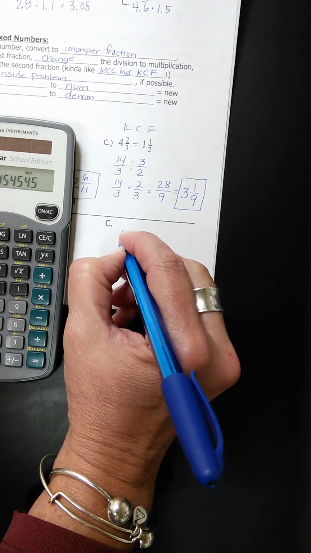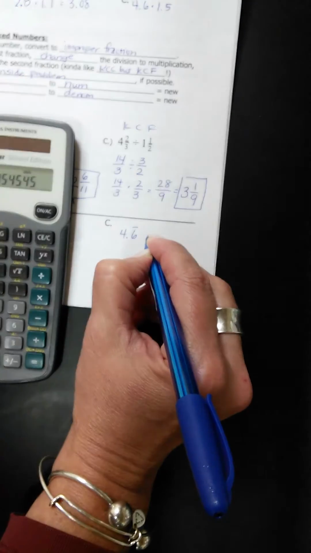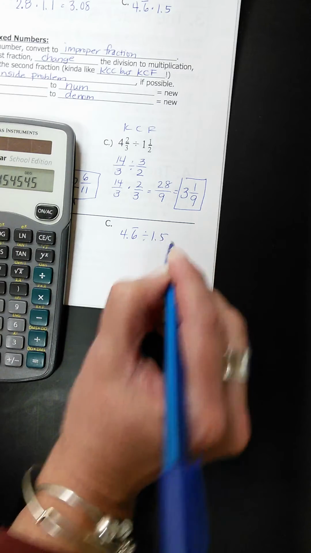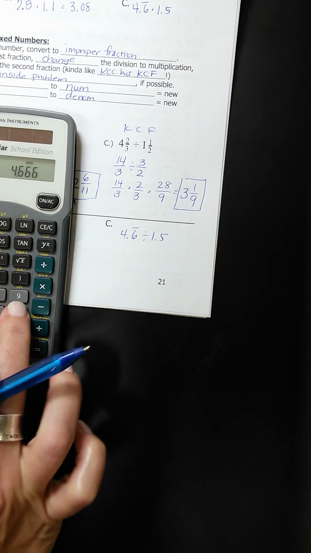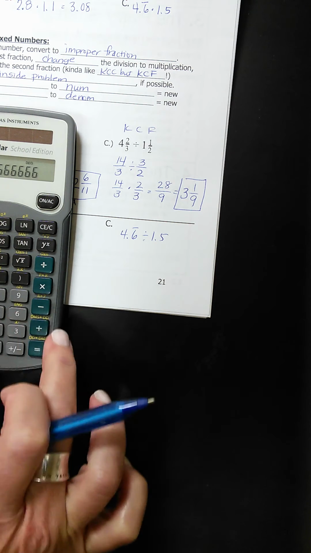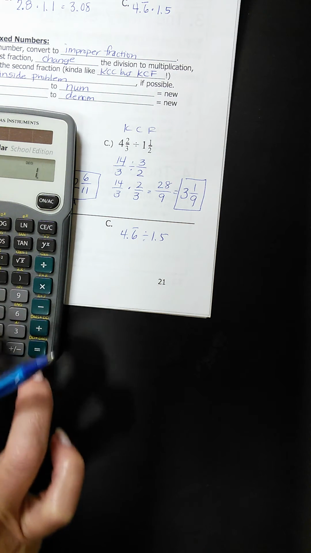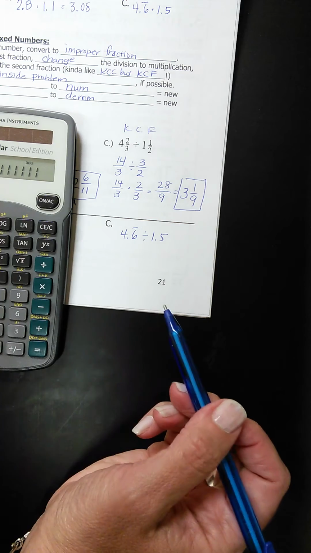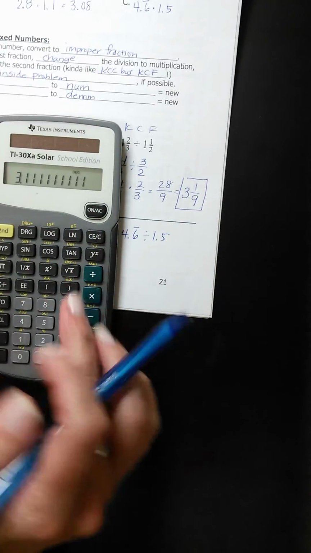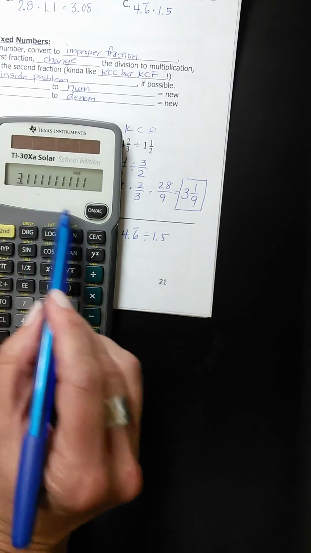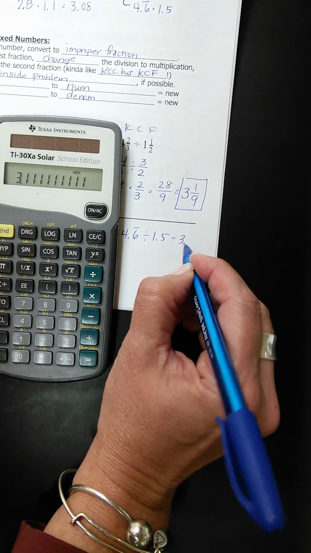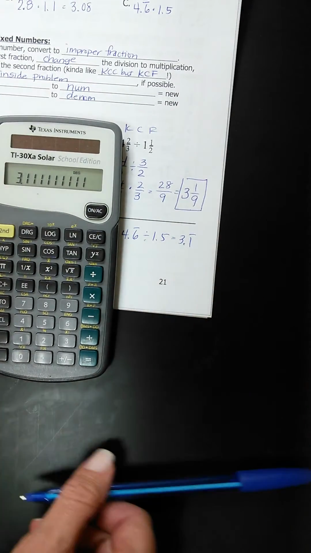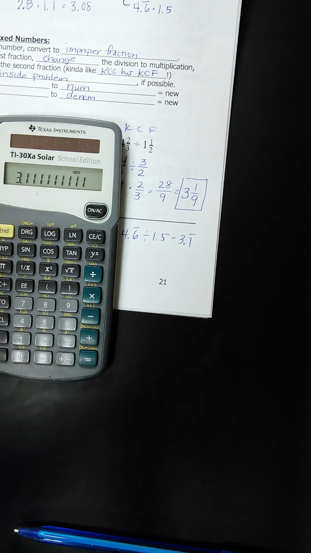We'll do one more. Might as well since we're here. This is 4.6 repeating divided by 1.5. And you can certainly use your calculator if you don't know those. 4.6666666 divided by 1.5. And that gets me that, I'm sorry, I thought you could see that, my bad. 3.11 repeating, which would still be that same answer. So that's nice. So that's a real quick reminder about how to do all of those things.